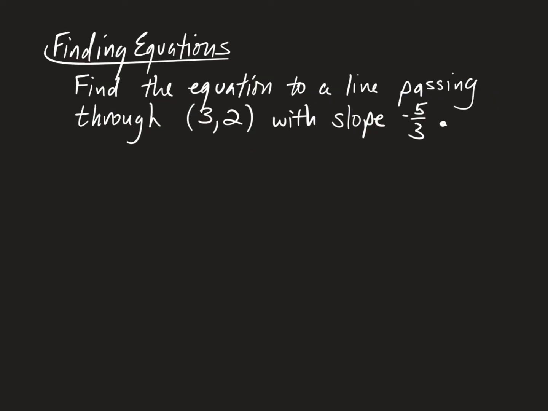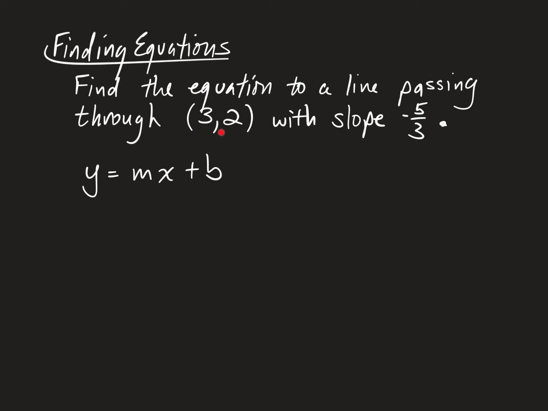So in finding equations, you will need one of those 2 scenarios I keep talking about, either 2 points or a point and a slope. So for example, find the equation to a line passing through 3, 2 with a slope of negative 5 over 3. So we've already talked about the slope-intercept form of a line, but only in terms of when a graph is available and we can find the intercept.